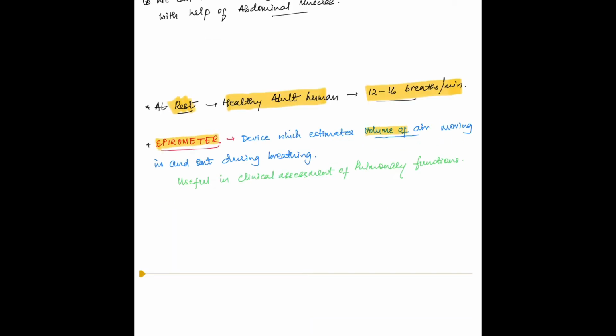Spirometer is a device which estimates the volume of air moving in and out during breathing. It has tubing attached to it with a mouthpiece, and the patient is asked to breathe in and out in the mouthpiece. The device then calculates different lung volumes and capacities. This is also known as pulmonary function tests.